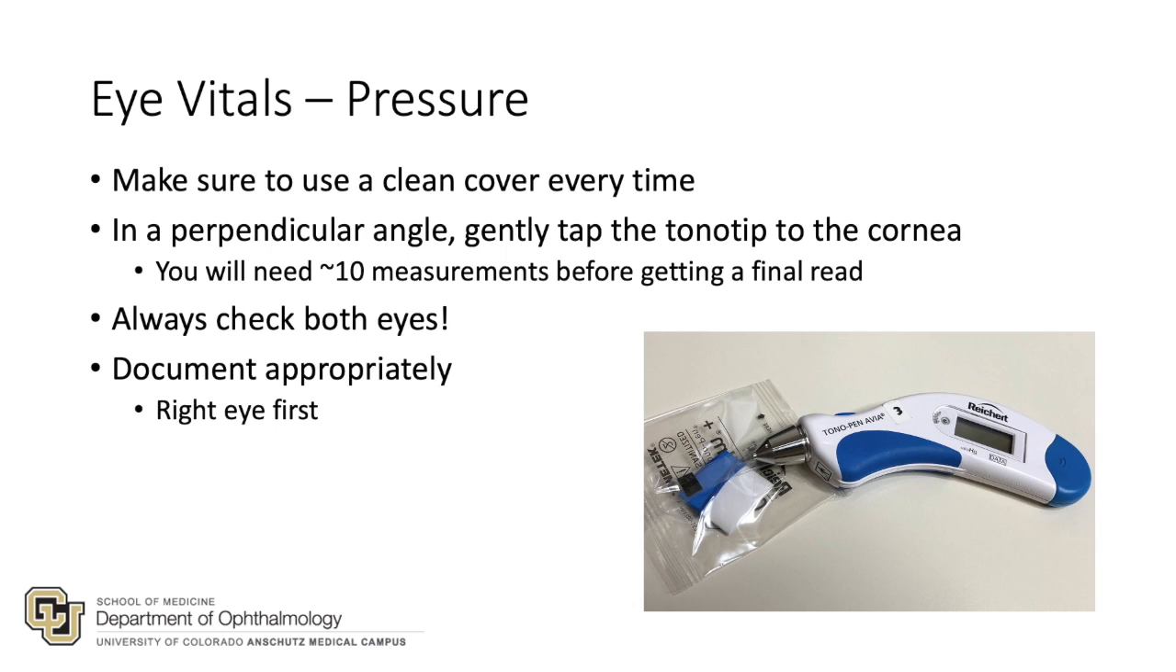Then grab your tonopen pictured below, making sure to use a clean cover every time. And in a perpendicular angle, gently tap the tonotip to the cornea. The device will need about 10 measurements or produce 10 beeps before giving you a final read. Just continue to tap the cornea during this time. Remember to check both eyes and to document properly.